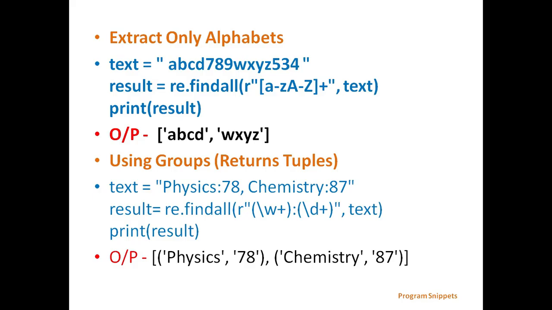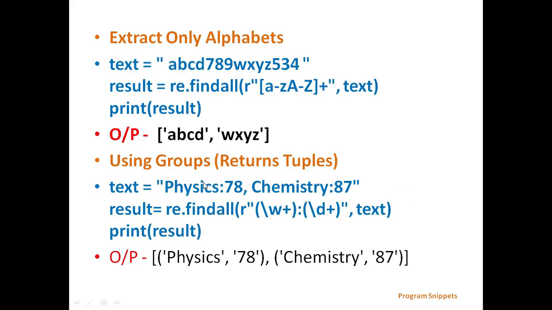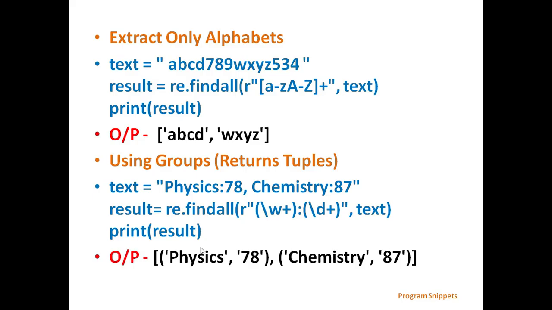Then we'll see using groups. So here we have defined a text with physics 78, chemistry 87. To separate them out, we'll give the colon. So we'll give the format \w+ and colon, again \d+, since \w is for physics and \d is for 78. And when we execute, it will give the tuples with physics 78 and chemistry 87.